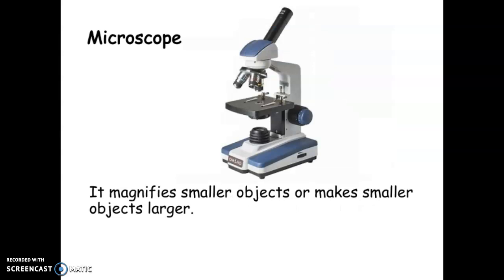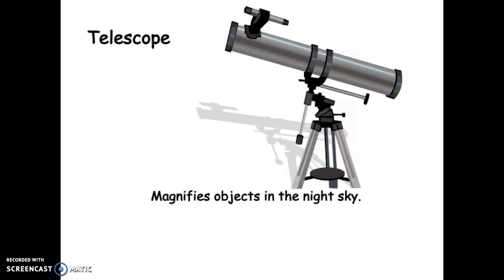This is a microscope. It magnifies smaller objects to make smaller objects look larger. And this is a telescope. It magnifies objects in the night sky. Let's take a few minutes and go to the observation table and compare a telescope with a microscope. Let's see which one's larger and compare things that are the same and things that are different.